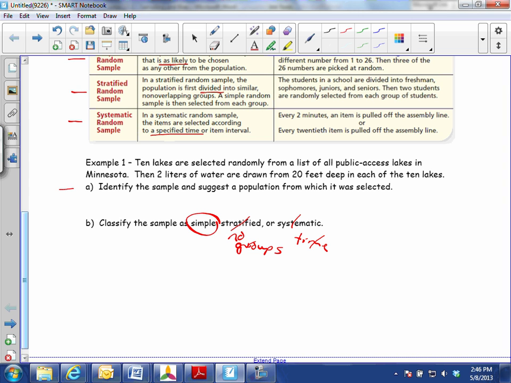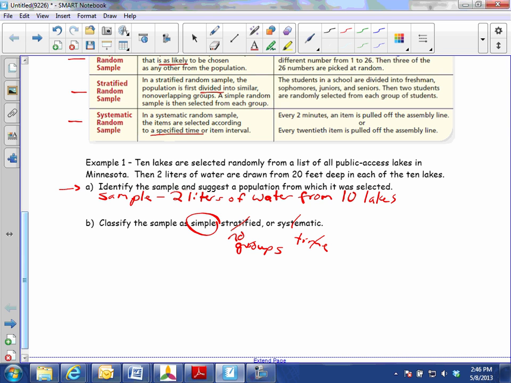Let's go back up here to A. It says identify the sample and suggest a population from which it was selected. So what are they picking? What's the little group? What are they comparing? 2 liters of water from each of 10 lakes. So that would be our sample. Does it really matter that it was 20 feet deep? You can put it in there, but I wouldn't.